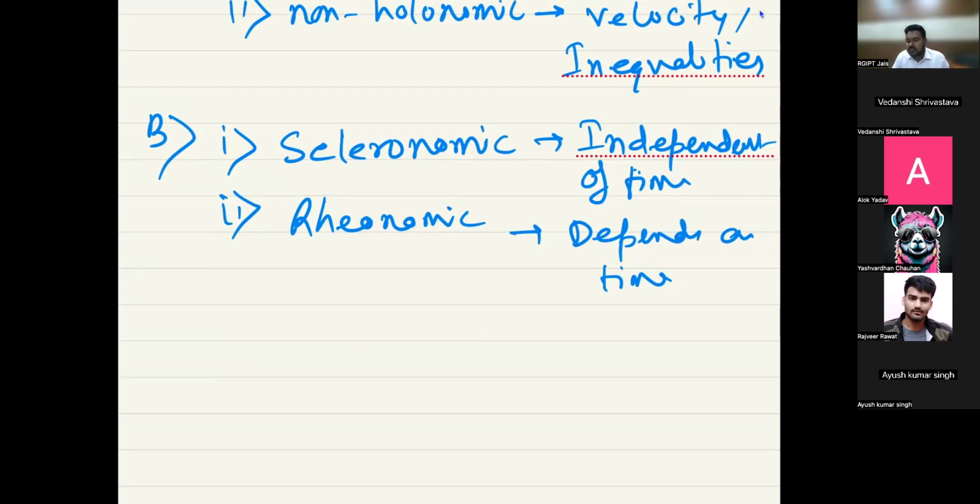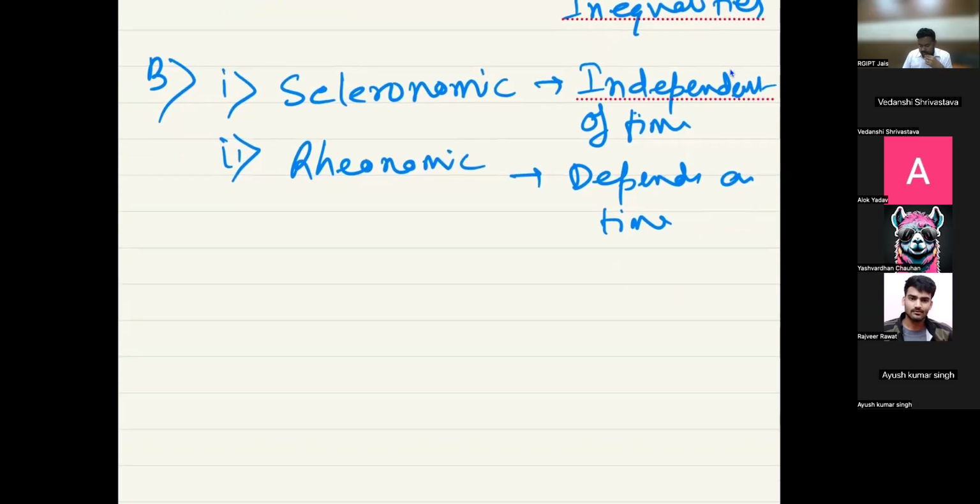Y equal to X times. So let's see this familiar example of this case, this simple pendulum. In this case, this is angle theta. We told you that this length L is fixed. That's why it was a scleronomic constraint, that is, independent of time.